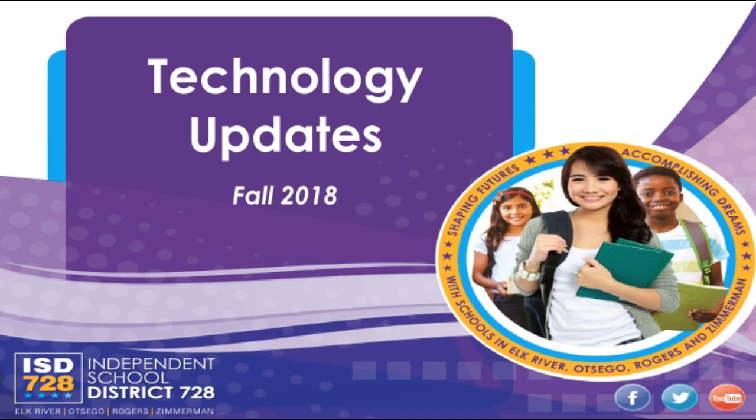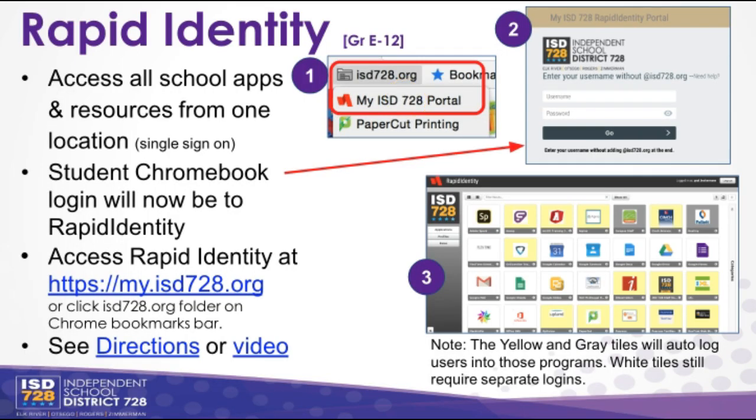We want to take a minute and just go over some of the technology updates for this year. You may have already noticed that the login system is different this year. We have a program called Rapid Identity, which will pop up when you first log in so that you can access all your programs from one place. You'll notice up on the toolbar there's an ISD728.org folder. If you hover on that, Rapid Identity will be one of the options. It's got the little red flag. When you click that, it takes you to the login screen.